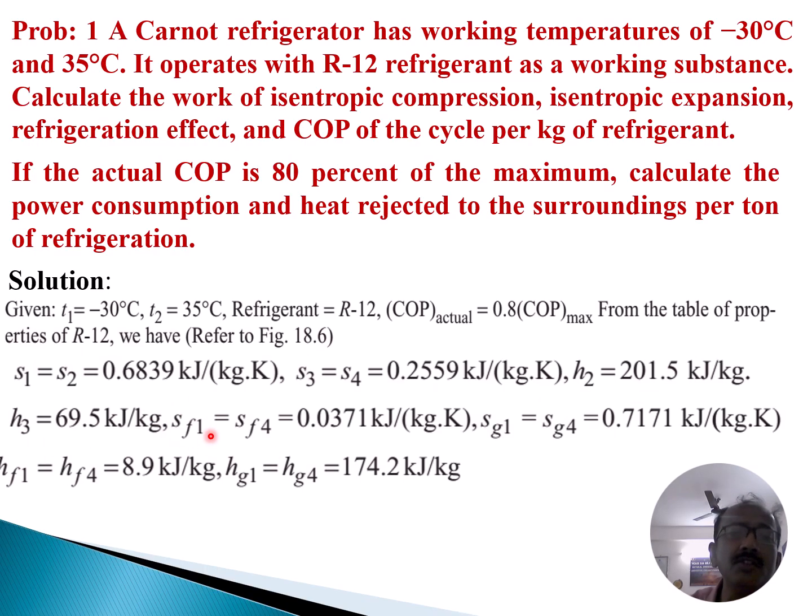SF1, that is the entropy of fluid at state point 1, is nothing but the entropy of fluid at state point 4. This is the value, kilojoule per kg Kelvin. SG1, that is the entropy of gas at state point 1, equals the entropy of gas at state point 4. HF1 equals HF4, and HFG1 equals HFG4. So all these values are from the property chart of R12.